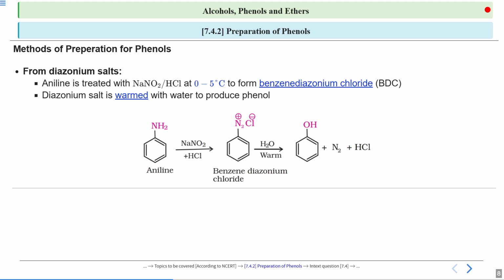Then you react this benzene diazonium salt with water. You warm it and you will get the final product, phenol. Plus N2 gas will be released and the side product, HCl, you will obtain. So this is how the reaction happens and you will get your major product, phenol, from the diazonium salt.